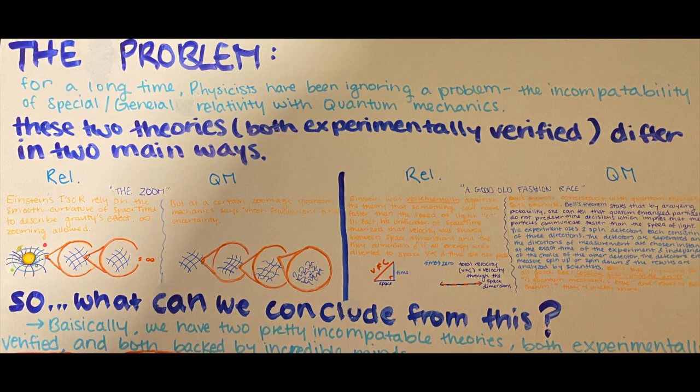Right, so let's get into it. The problem. For a long time, physicists have been ignoring a problem, which is the incompatibility of special relativity and general relativity with quantum mechanics.